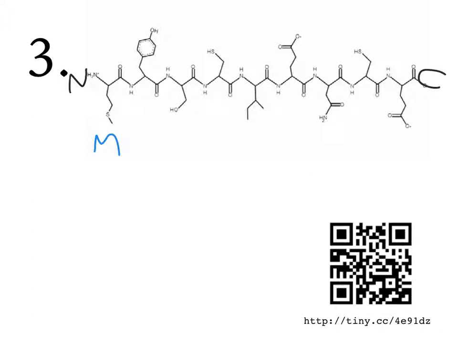Every protein starts with a methionine. Then we have a tyrosine, whose single letter code is Y. Then we have serine, cysteine, isoleucine, glutamic acid, or E in single letter code, asparagine, N, another cysteine, and another, that's a glutamic acid. Did I say aspartic acid? These are glutamic acids, E.